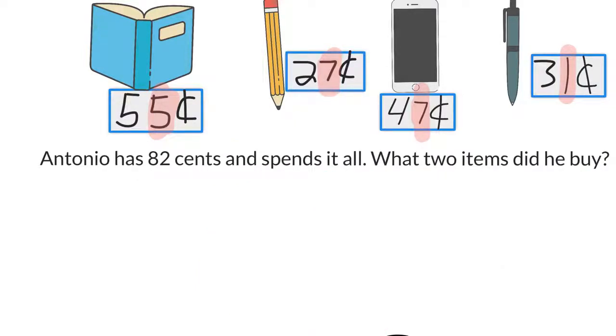Now let's look at another example. Antonio has 82 cents and spends it all. What 2 items did he buy? So I left the ones places highlighted for our items that he could possibly buy, and I'm also going to highlight the ones place that we're trying to get to. So we're trying to get a 2 in the ones place. So as I go through, I'm going to be looking at all the combinations to see what will give me a 2 in the ones place.